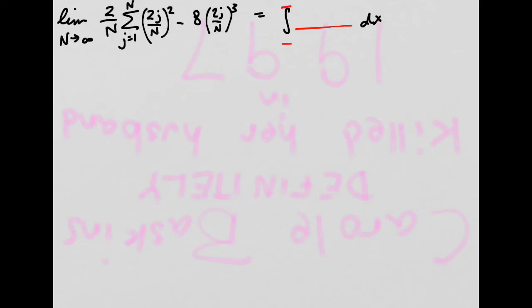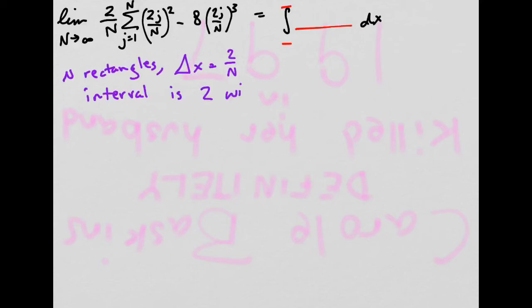So let's rewrite this guy. And so if we're looking at this, again, there are n rectangles, where the width of each rectangle is 2 over n. So if we're looking at the example, there are n rectangles with the width of each rectangle being 2 over n. So we're looking at this guy, which means that our interval is 2 wide. So our limits of integration are going to be 2 apart.